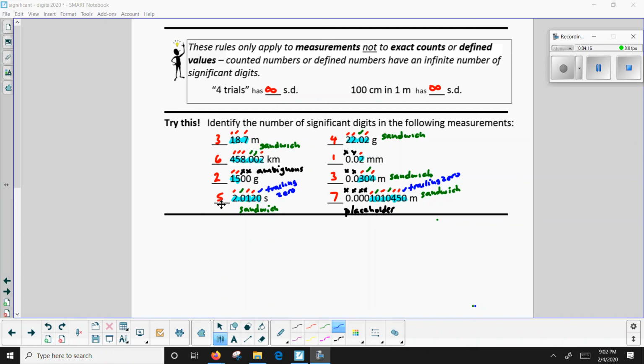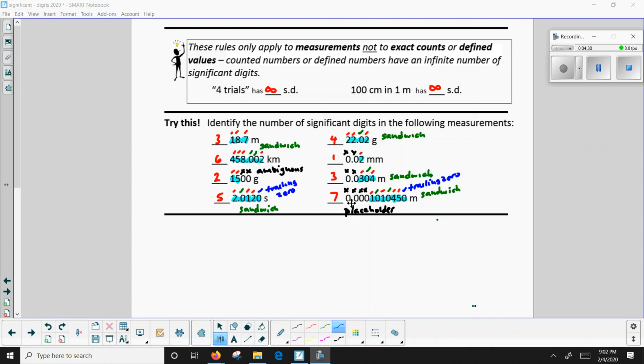This one has 5 significant digits. I have a sandwich rule 0 and a trailing 0 right at the end. Here, 4 significant digits with the sandwich rule. These 2 zeros are not significant, right? They're leading zeros. I don't include those, so I only have 1 significant digit. Leading zeros, and then a sandwich rule 0 gives me 3 significant digits.